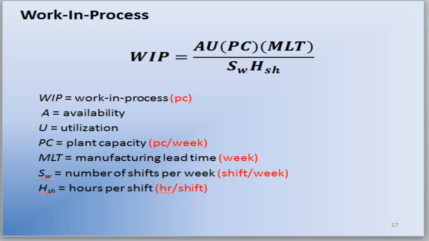Another one is the work in process. Work in process is the quantity of parts or products currently located in the factory that either are being processed or are between processing operations. WIP, work in process, is in the state of being transformed from raw material to finished product. So we can measure the WIP by using this equation. All of the terms, A, U, PC, MRT, SW, HSS, I already discussed in the previous slide.